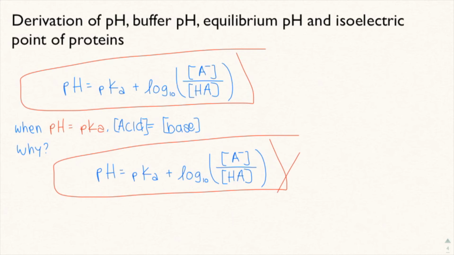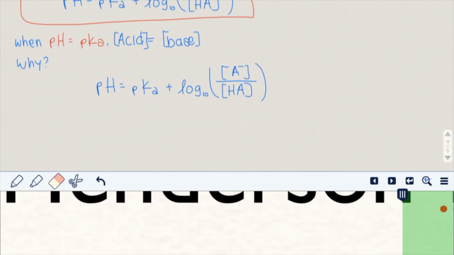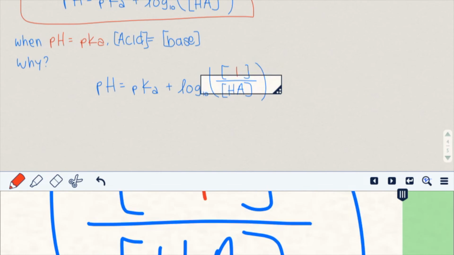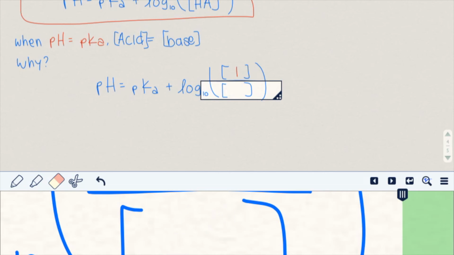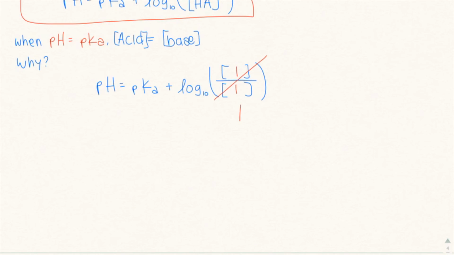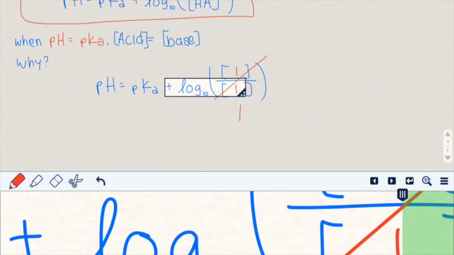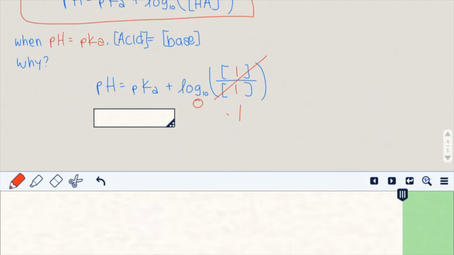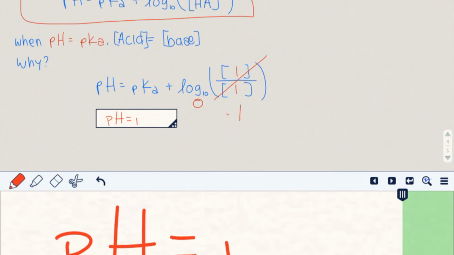When we look here, at the acid over the base, let's make it simple. If this is 1 over 1, that's going to equal 1. The log base 10 of 1 is 0, so that's going to equal pH equals pKa. This is very important in a lot of your calculations.